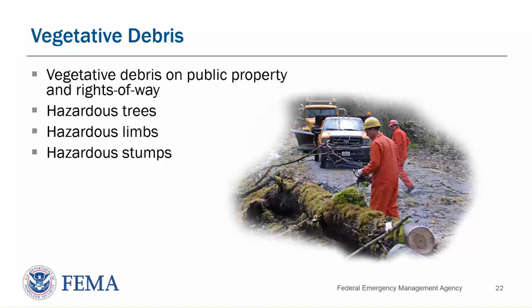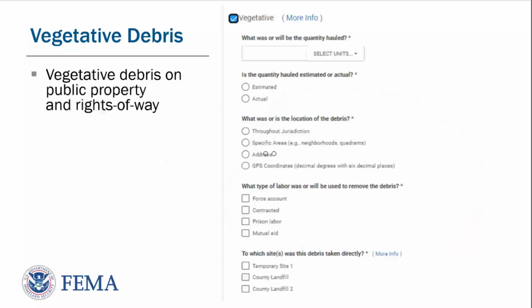And that includes all types of woody or vegetative leaves, trees, stumps, stems, bushes, all of that is included in vegetative debris. So vegetative debris on public property and in right-of-ways, if you were writing that type of project, it's going to show up kind of like this.